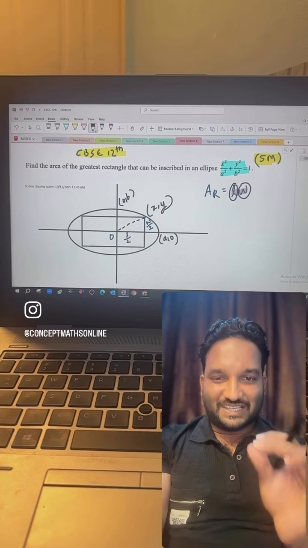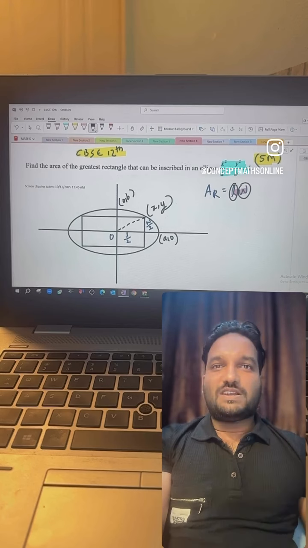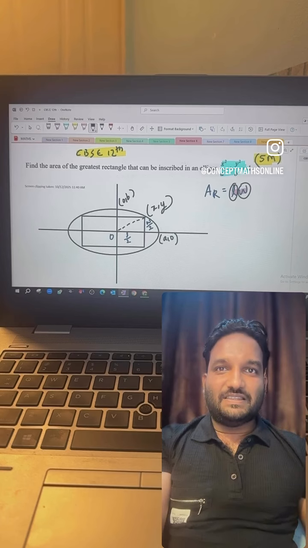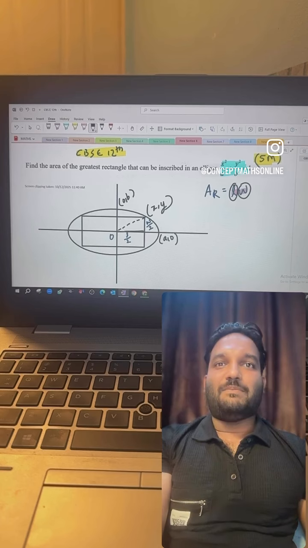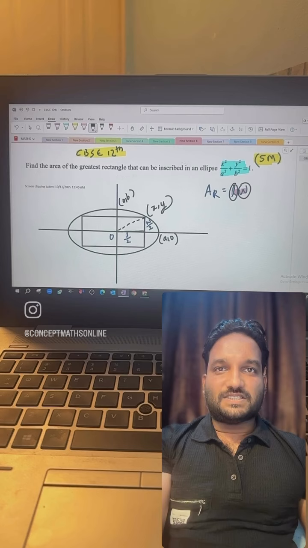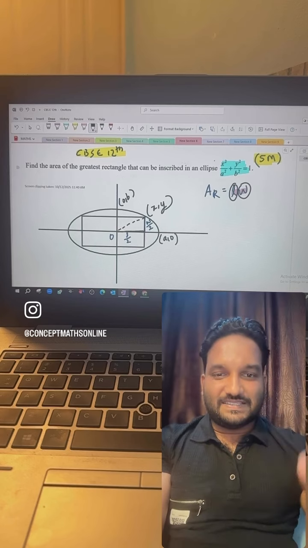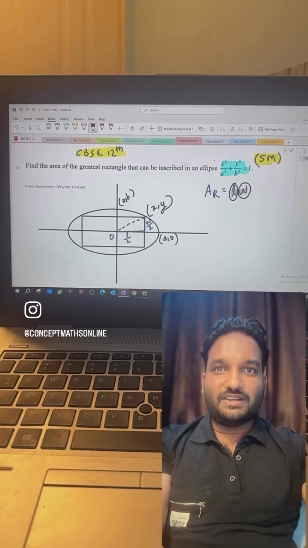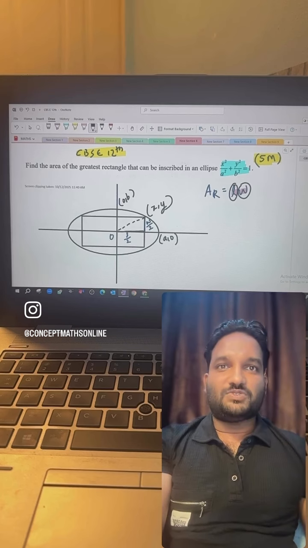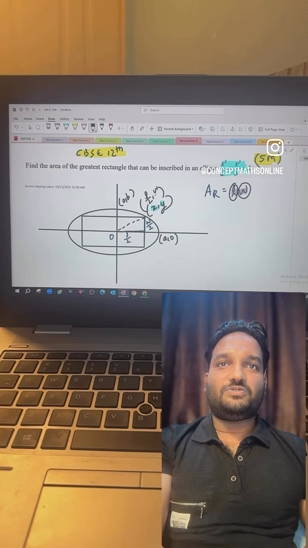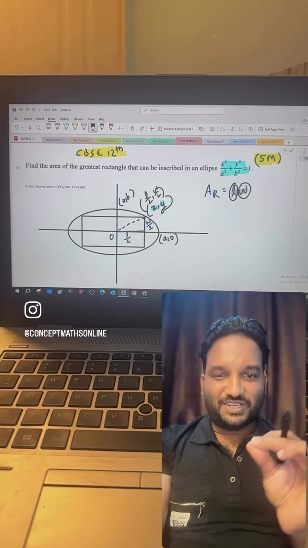You need to make the sketch. Once the sketch is made, you know how a rectangle can be inscribed. This must be L by 2, and this must be W by 2. Then only the rectangle's corner lies on the ellipse. So this is an ellipse point (x, y). How can I replace that corner point with L by 2, W by 2 using coordinate geometry?